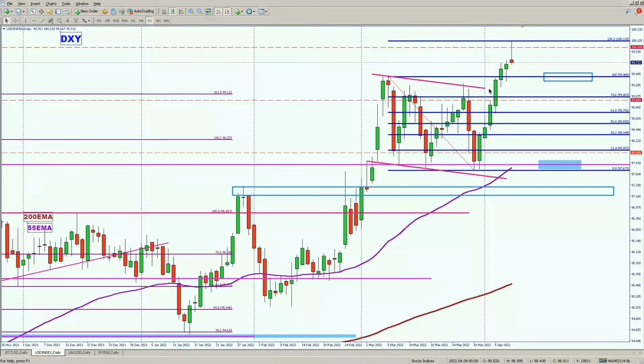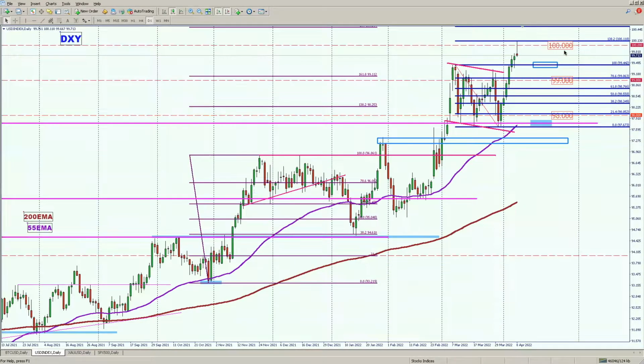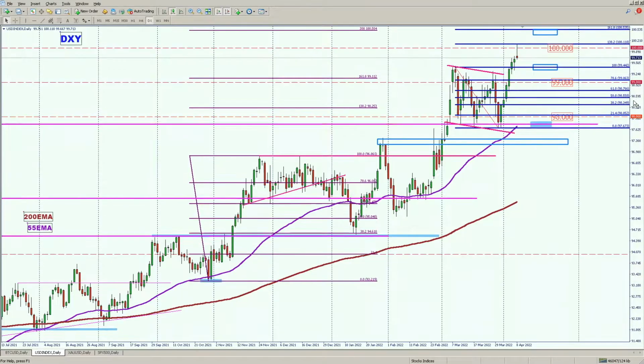Because above that, there's the 162 Fib extension. So at the 100 and 100.35 area. And let's mark this up here as resistance.